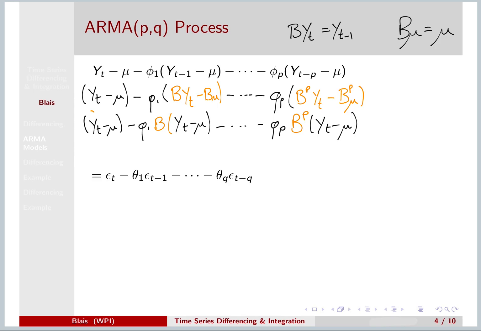And we now see that y_t minus mu is common to each of these terms. And so we can write this as y_t minus mu times the quantity. For this term, we'll have a 1. For this next term, we have a negative phi_1 B. For the next term, we would have a negative phi_2 B squared. And all the way down to the last term, we have a negative phi_p B to the p.